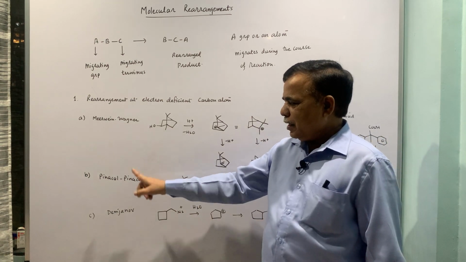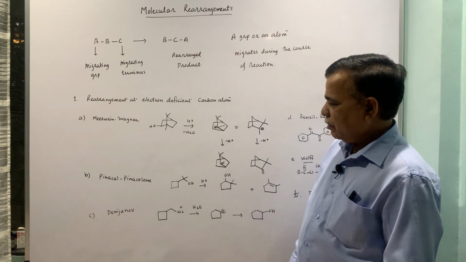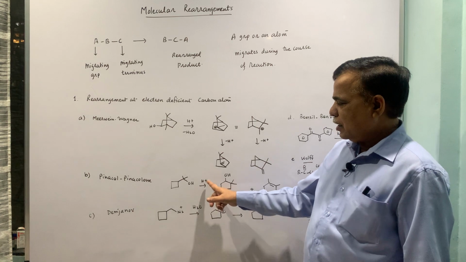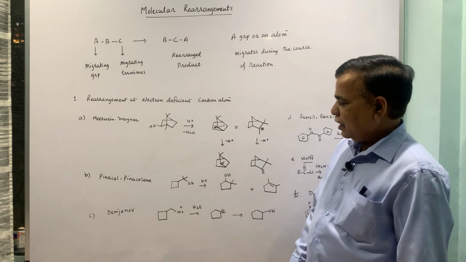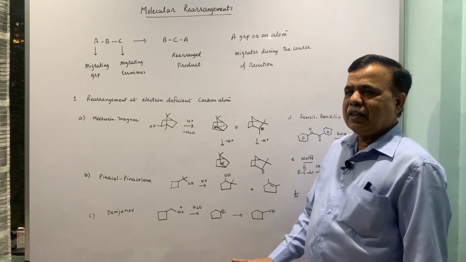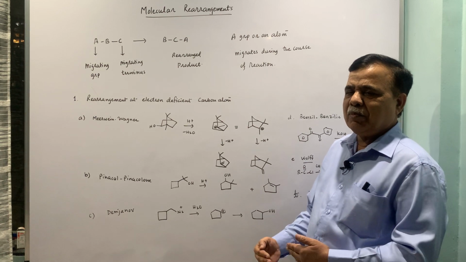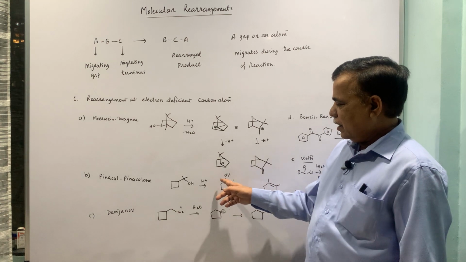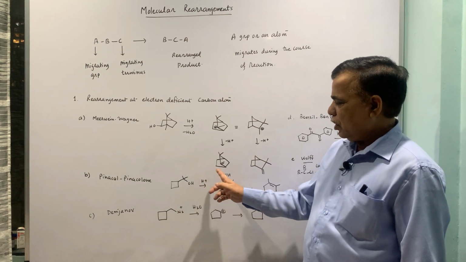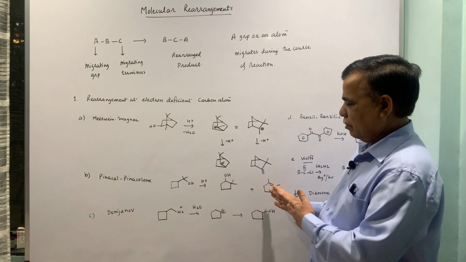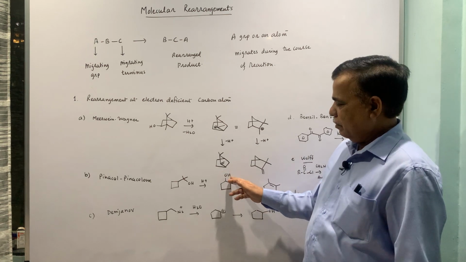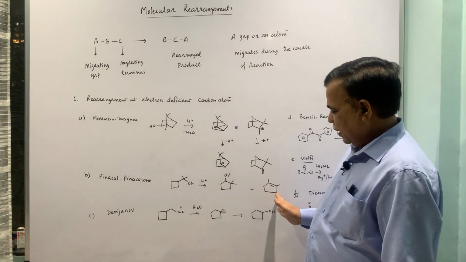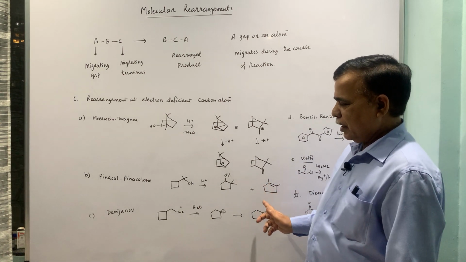The second one is the pinacol-pinacolone rearrangement, wherein the alcohol is protonated and a carbonium ion is formed in such a way that you get the most stable carbonium ion which rearranges, and then either water acts as a nucleophile or these two groups rearrange. Now this methyl migrates and then the loss of proton gives you this alkene. So two products are there.